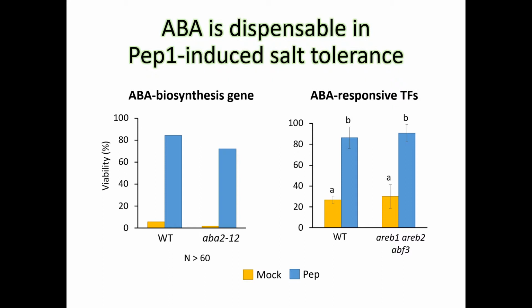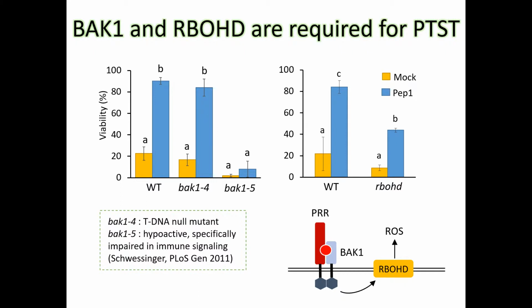However, other PTI components are required. Just to recap, BAK1 is the co-receptor for PRRs, and we have 2 mutants here. BAK1/4 is a null mutant that can retain PTI signaling. BAK1/5 is a mutant that is specifically impaired in immune signaling. As you can see here, the BAK1/4 mutant managed to retain PEP-induced salt tolerance. However, the immune signaling mutant could not induce enhanced salt tolerance. So this tells us that BAK1-mediated immune signaling is needed for PTST.